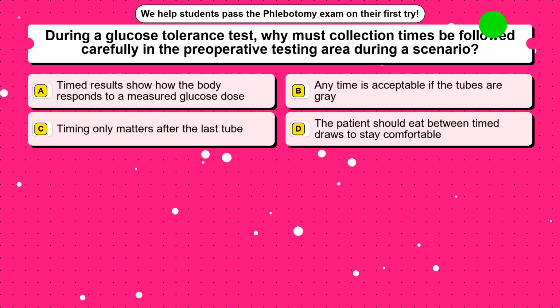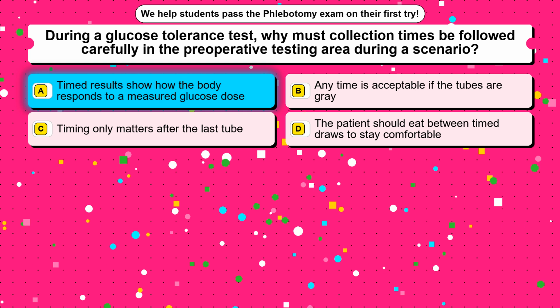Question 40. During a glucose tolerance test, why must collection times be followed carefully in the preoperative testing area during a scenario? Option A, timed results show how the body responds to a measured glucose dose. Option B, any time is acceptable if the tubes are gray. Option C, timing only matters after the last tube. Option D, the patient should eat between timed draws to stay comfortable.